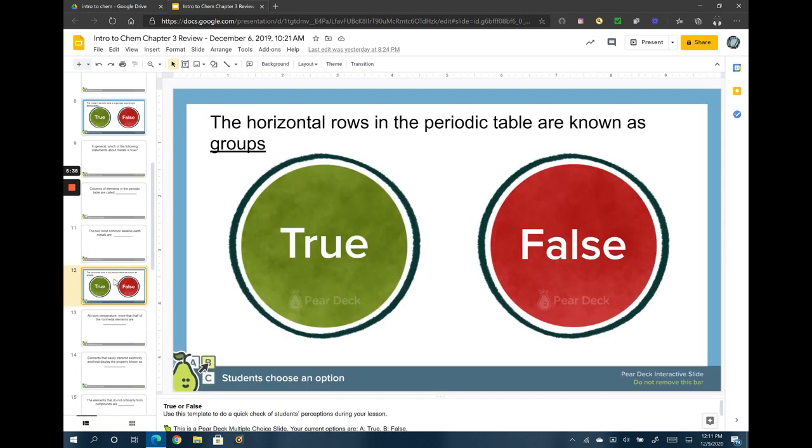The horizontal rows in the periodic table are known as groups. And again, we just talked about this a second ago, the horizontal rows are known as periods. So rows are periods, columns are groups or families.